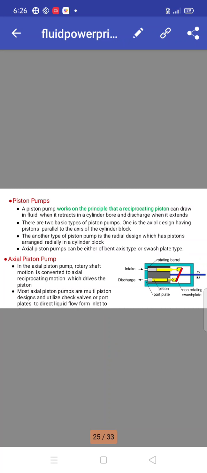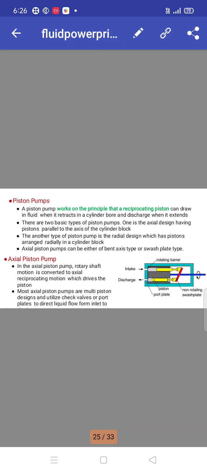Variable displacement unbalanced vane pump. Variable displacement can be provided by the housing being moved with respect to the rotor. The movement changes the eccentricity and hence the displacement. Piston pumps. A piston pump works on the principle that a reciprocating piston can draw in fluid when it retracts in a cylinder bore and discharge when it extends.